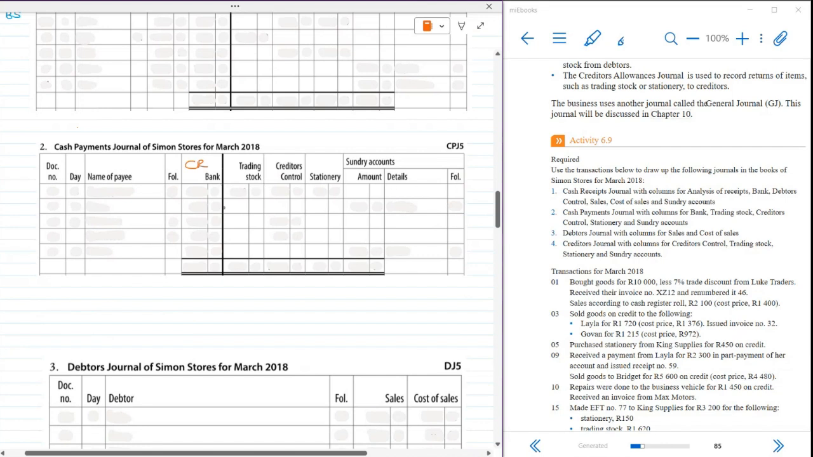The rest of my columns will debit. So what did we buy? What did we pay for here? So we will debit our trading stock, debit creditors control, debit stationery, and we will debit all the transactions in the sundry accounts.